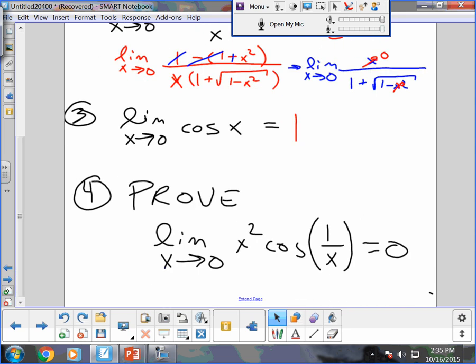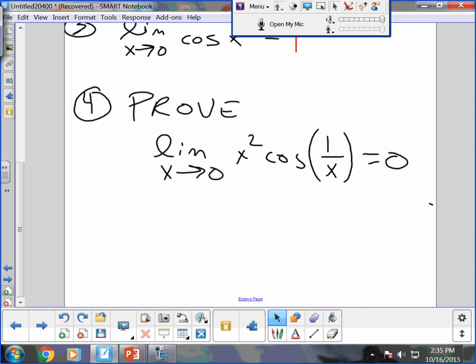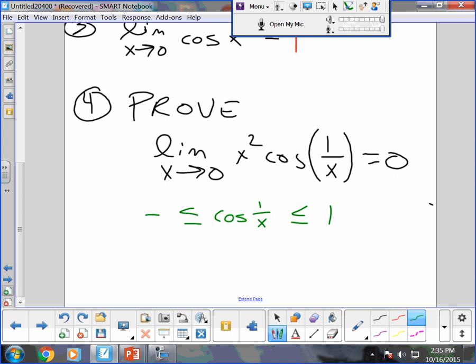All right. Last one, squeeze theorem. I got to prove this works. Well, I know for a fact that the range of cosine 1 over x is between 1 and negative 1. Right? We always start in that range. If I'm going to prove this, I start there.